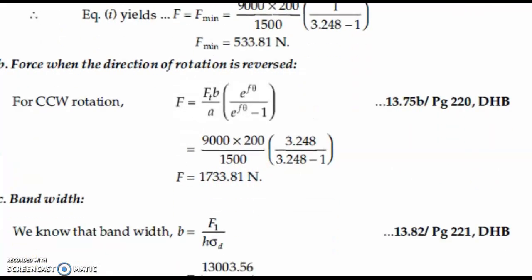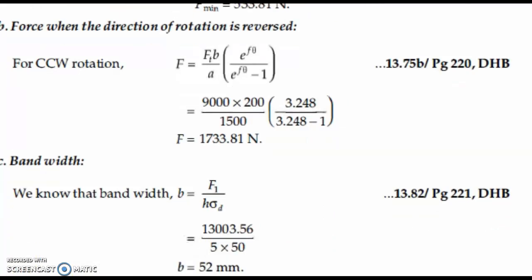Then next they are asking about the bandwidth. How can we find the bandwidth? We can find it using the equation B is equal to F1 divided by H into sigma D. That is given in our data book, page number 269, equation number 13.18D. So sigma D is a given data, and F1 we already calculated in the first step. The value of H is given, then we can find the bandwidth. This is the bandwidth.